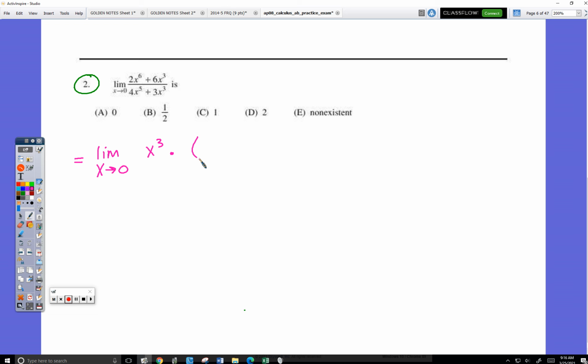So I'm going to separate these. 2x cubed plus 6. And on the bottom, I'm hoping to be able to pull out an x cubed. I can. That's exactly what I would hope. This would be 4x squared plus 3.